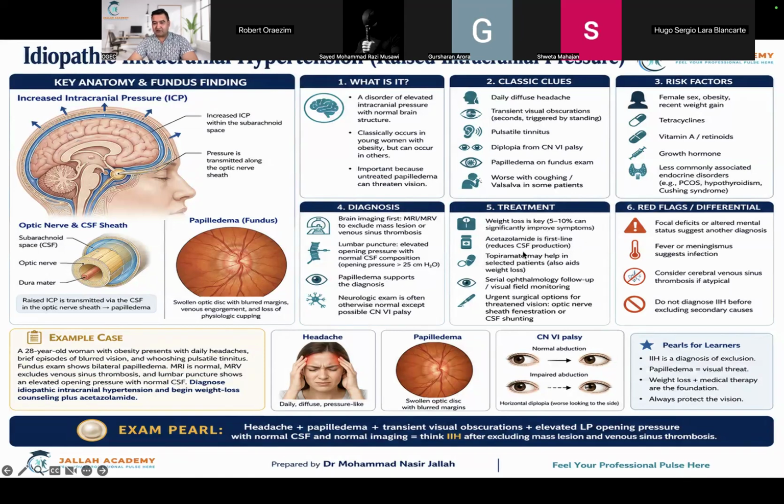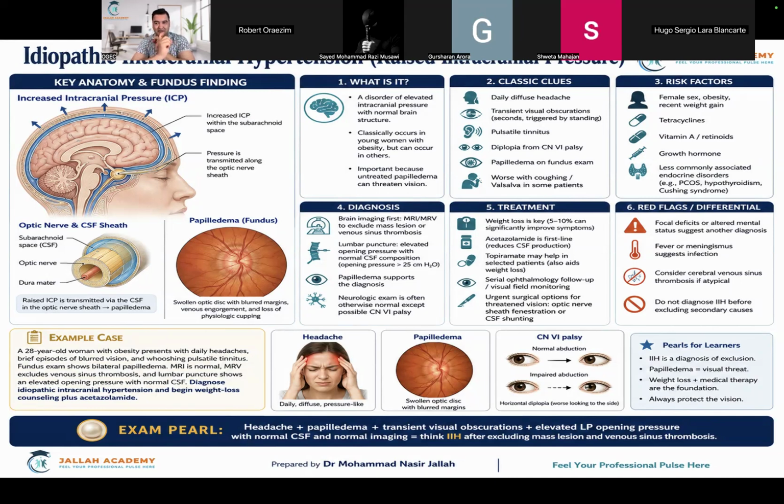Acetazolamide is the first line to reduce the CSF production. So if they're asking you, let's say I gave you a scenario, a 35-year-old female, 100 pounds, has a headache, and it gets worse when the patient is tying her shoelace. If I ask you what is the first best next step, imaging, right? So you would say MRI or MRV. So the MRI, MRV, and CT scan has been done, and there is no lesion, no mass. What do you do next?